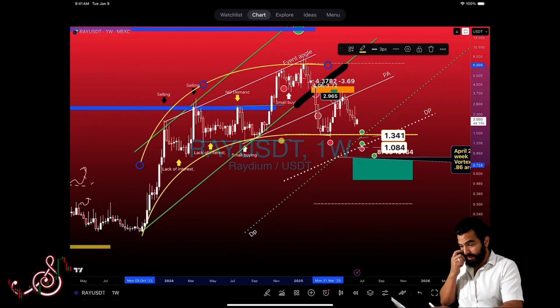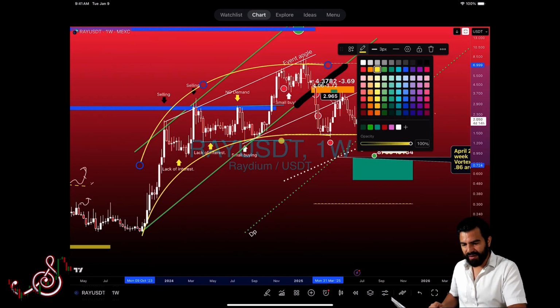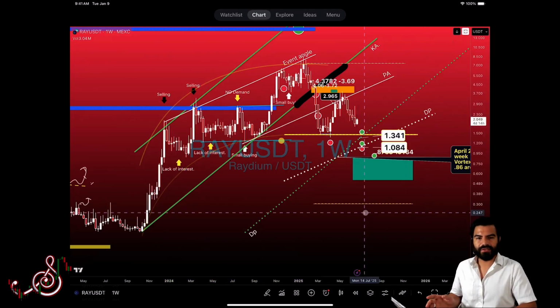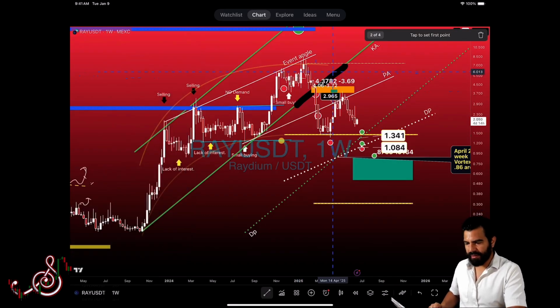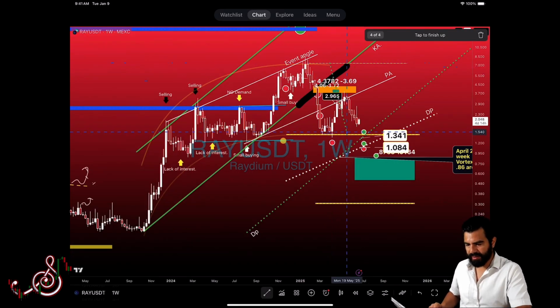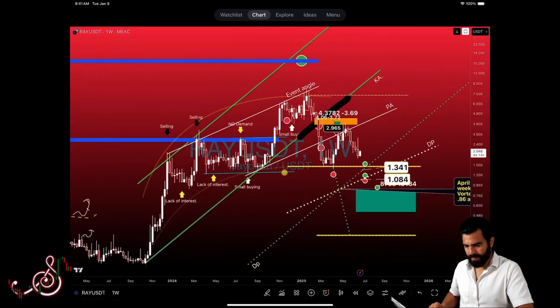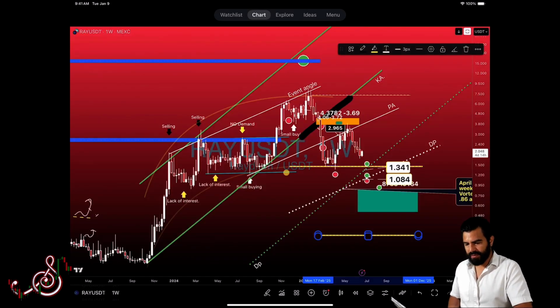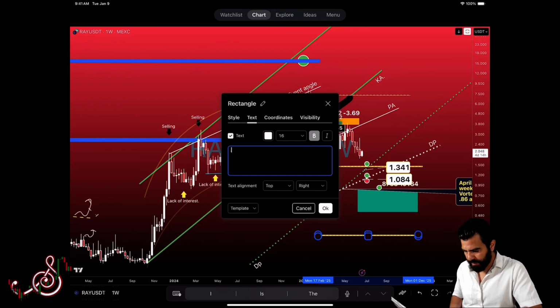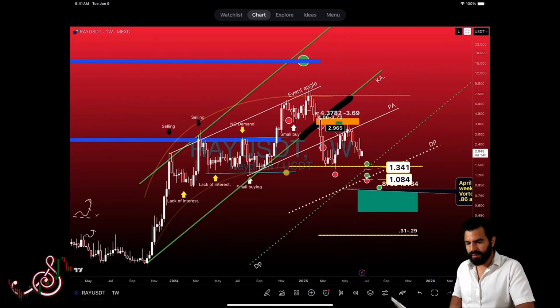Some of this is going to be faded away now, so we're going to fade away these parabolics. I'm just paying attention to these areas. Let me get a little bit more intentional about this. Okay, yep, that's about accurate. So I'll type in 0.31 to 0.29.